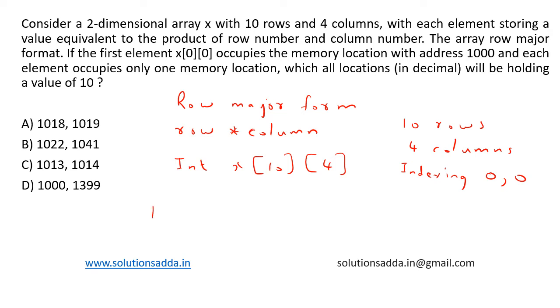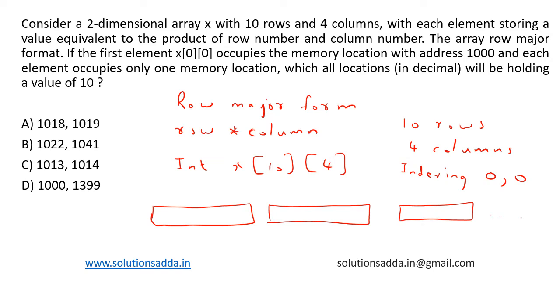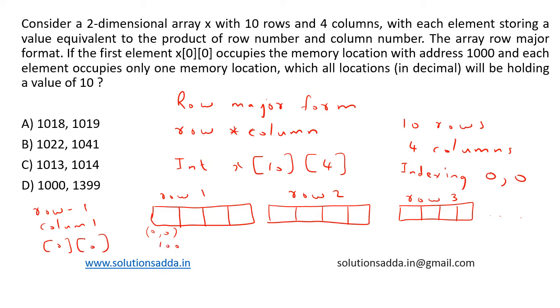So first row would be stored here, and subsequently second row, subsequently third row, and so on. So row 1, row 2, row 3, etc. And we have 4 columns, 1, 2, 3, 4. Here also 1, 2, 3, 4, 1, 2, 3, 4. This index would be 0, 0 because indexing starts at 0. So for row 1, column 1, indexing is at 0, 0. This is the important point, and this memory location would be 1000.